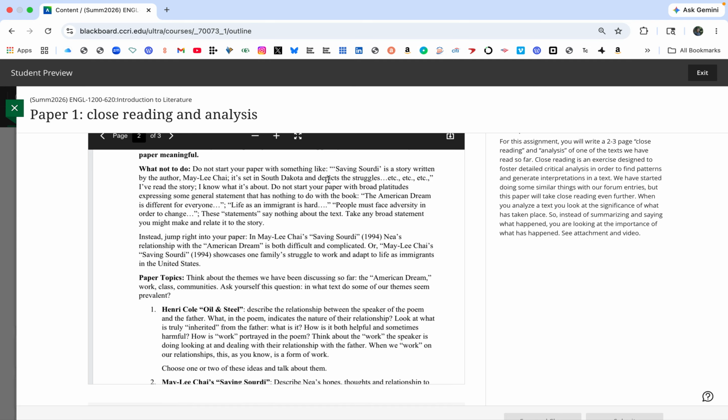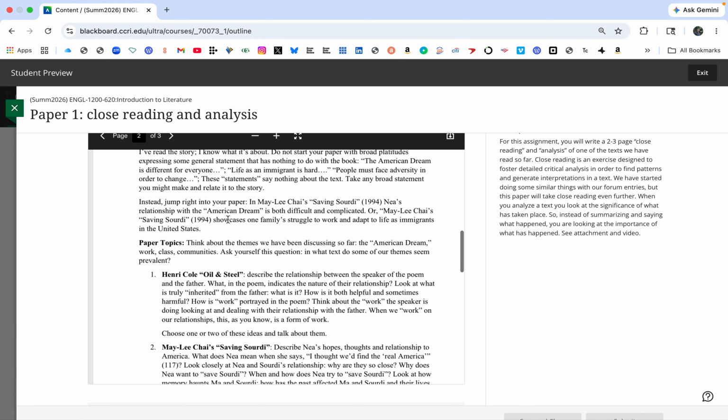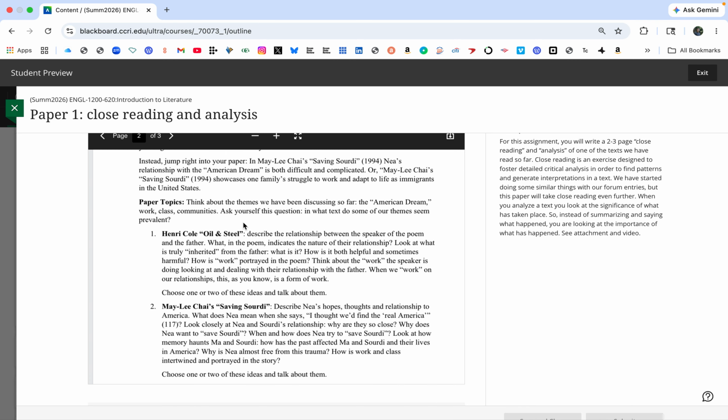Emily Chase's "Saving Sokha", and this should read 2001. Emily Chase's "Saving Sokha": Nia's relationship with the American dream is both difficult and complicated. That's one way. You want to jump right into your paper. Or, Emily Chase's "Saving Sokha" showcases one family's struggle to work and adapt to life as immigrants in the United States. Your introduction, you're jumping right into your text.